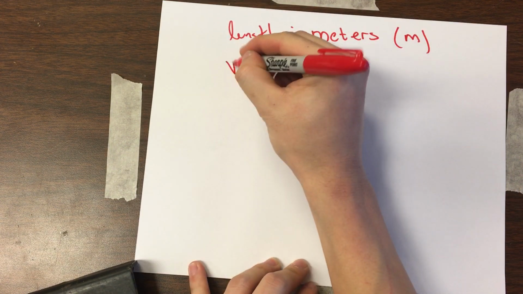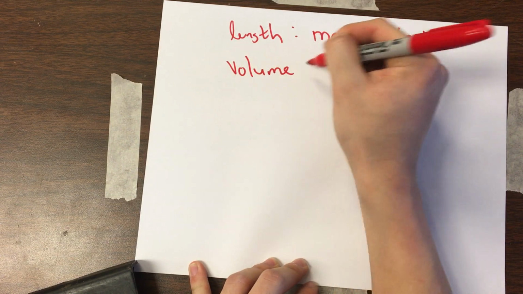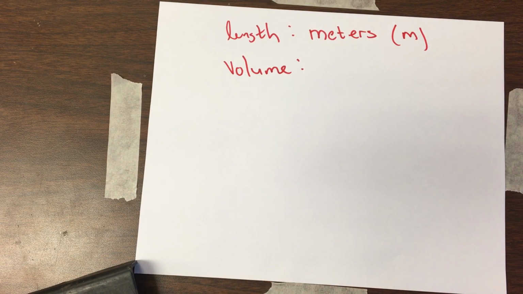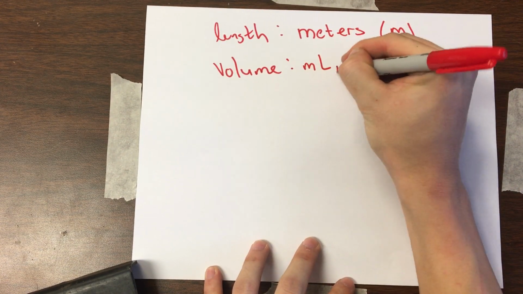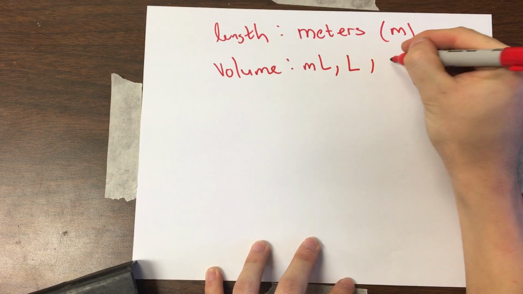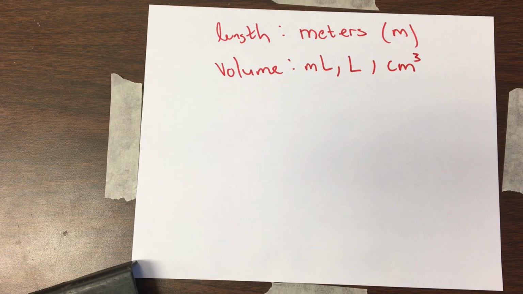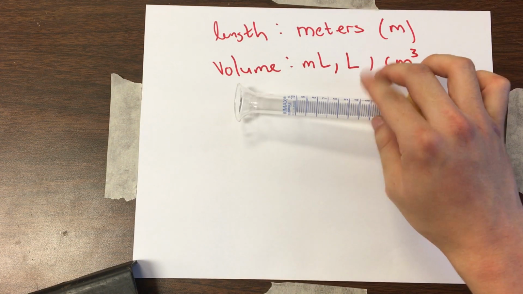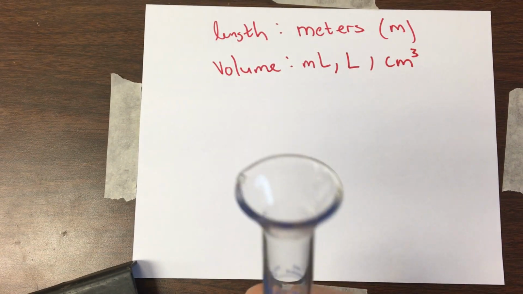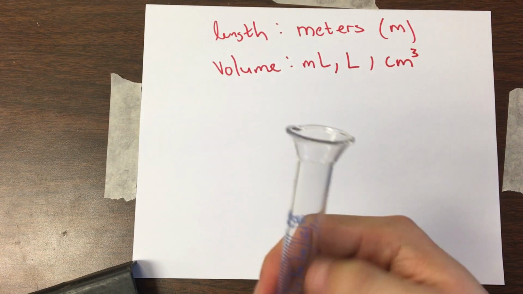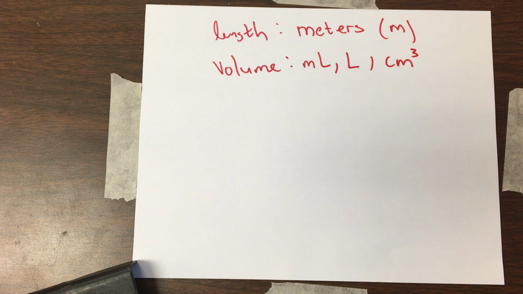Another one is volume. Volume is the amount of space something takes up. There's a few different ways you do it. You could do milliliters, liters, or cubic centimeters, that's centimeters cubed, like that. The tool we use for volume, or at least one of them, is a graduated cylinder, like so. This one has, I think, milliliters on it. Actually, these are liters up the side here. So that's a tool we use for volume.